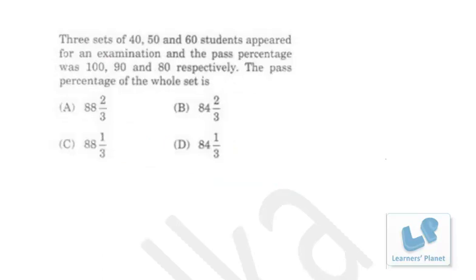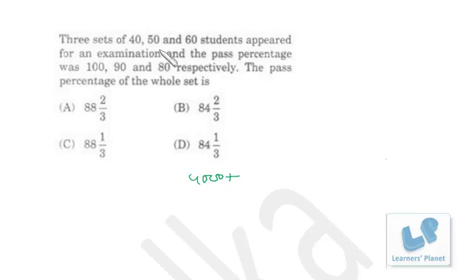Now see this question. Three sets of 40, 50 and 60 students appeared for an examination, and the pass percentage was 100, 90 and 80 respectively. Find the pass percentage of the whole set. Okay, now that's pretty simple. 40 students and the percentage is 100, so the total will be 40 into 100. We can say 4,000, right?